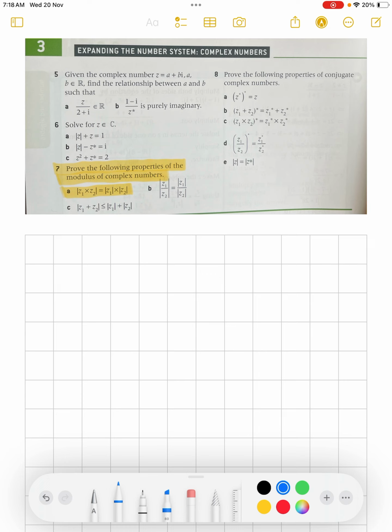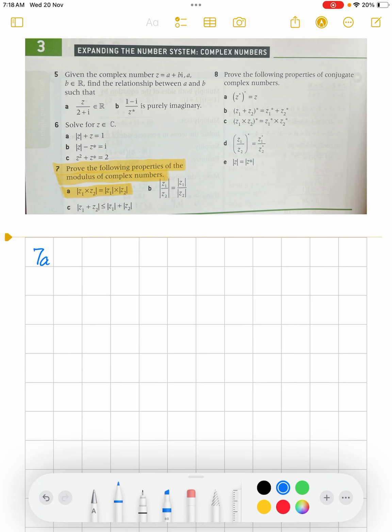I'm going to look at question 7a. This says prove the following properties of the modulus of complex numbers. So we've got the left hand side, the modulus of z1 times z2, and the right hand side is the modulus of z1 times the modulus of z2.